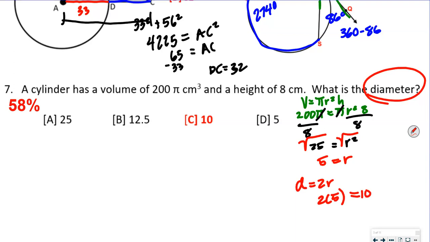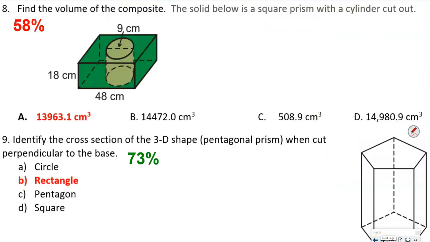Okay? Only 58% of you got this right, and I'm assuming it's because you weren't paying attention to the actual question that was being asked and probably answered radius instead of diameter.